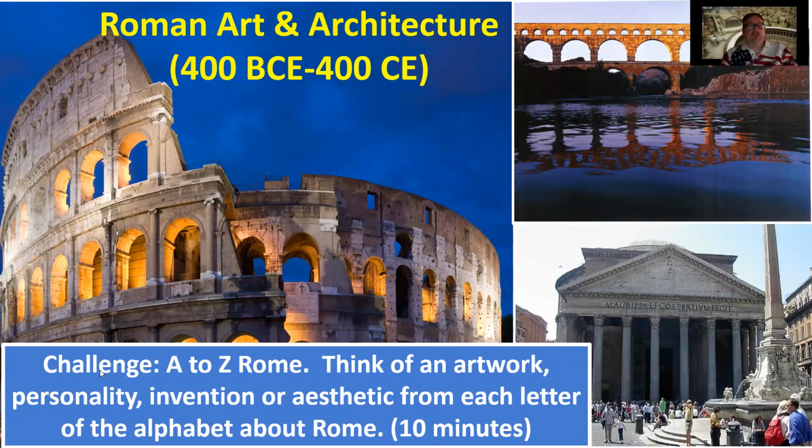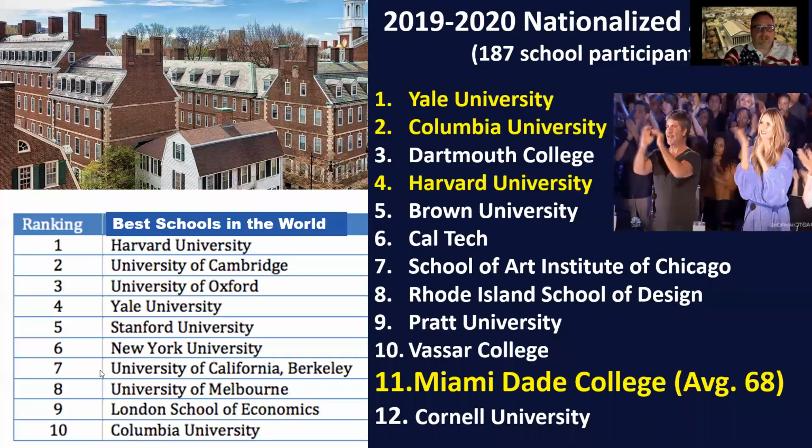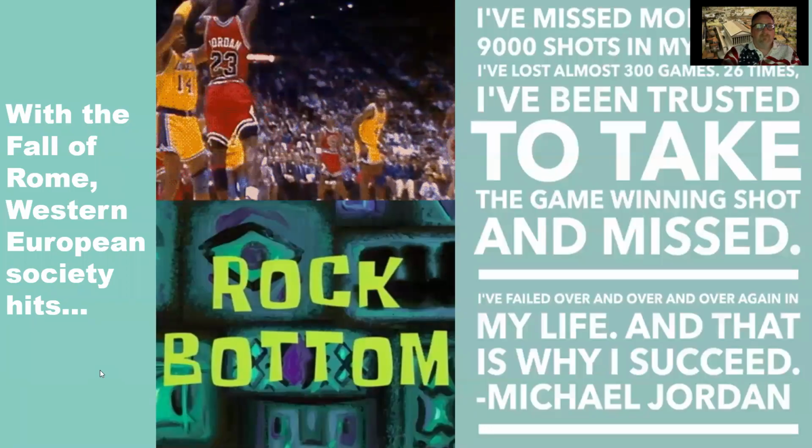The other way we can do this is to challenge ourselves with A to Z. Think of an artwork, a personality, an invention, or an aesthetic from each letter of the alphabet about ancient Rome. Remember, we do have a Z here because they did invent zoos. So can you get the X, Y, and W to try to get a full letterboard? All right, and we'll come back and look at those later.